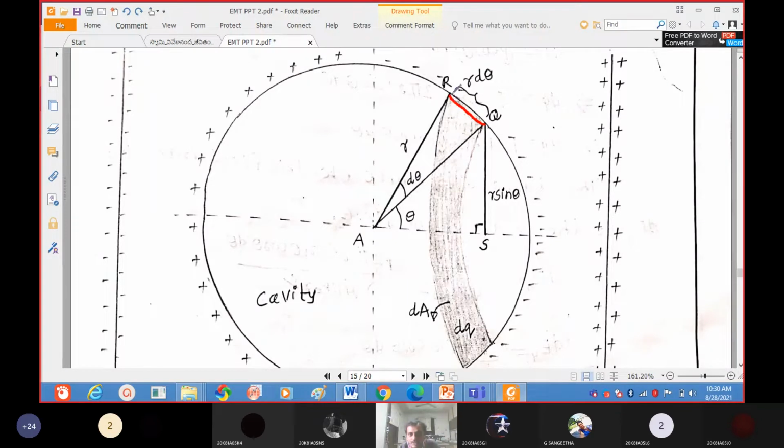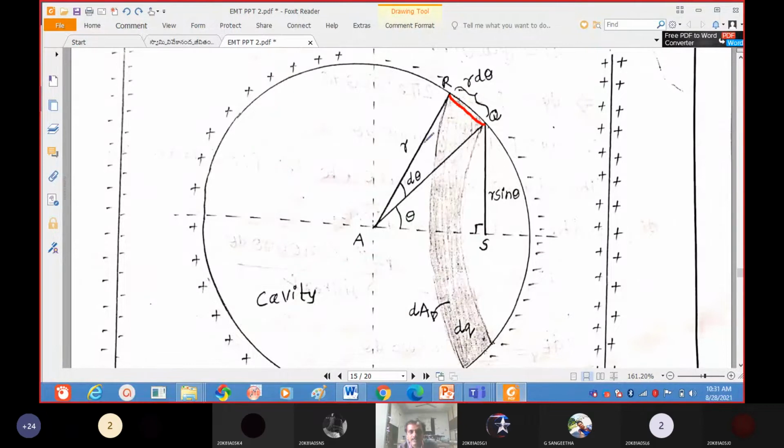One point of the area is here, and another point of the area is there, so it's a radius having some thickness. The total thickness of the area makes some angle. At point A, that angle is d theta, and the position of the area makes an angle theta. The width of the area makes an angle d theta. Here, the thickness is r into d theta.